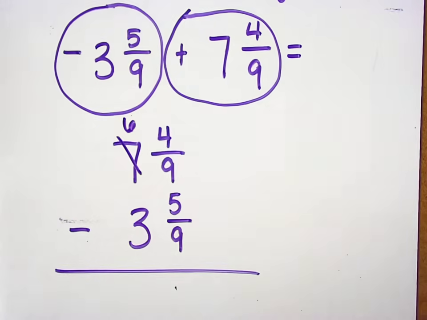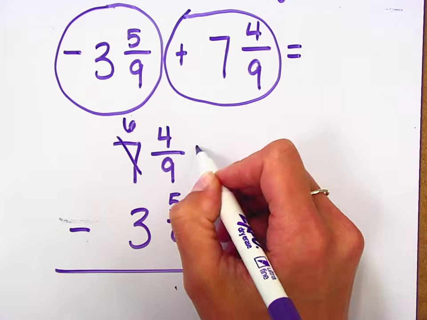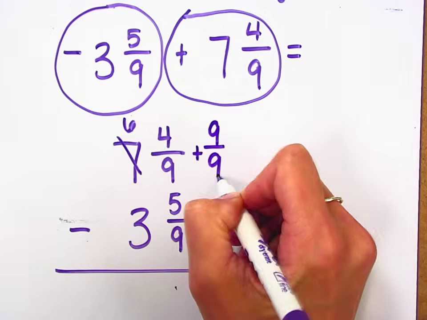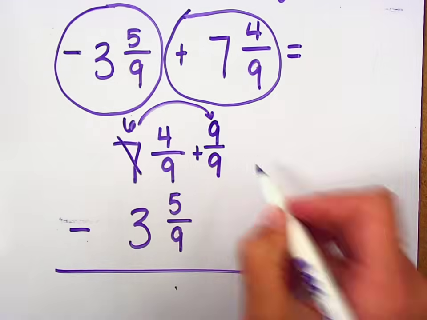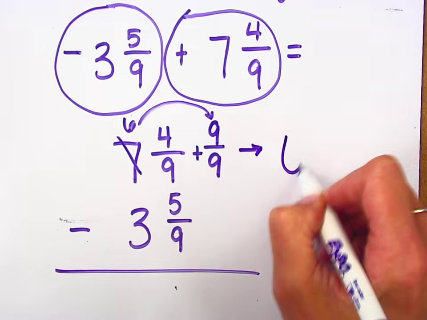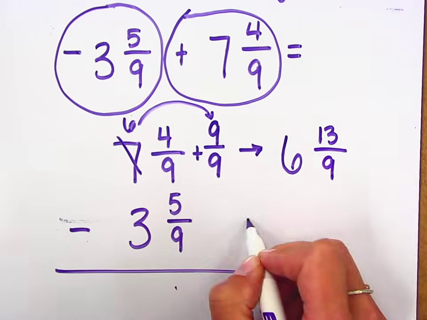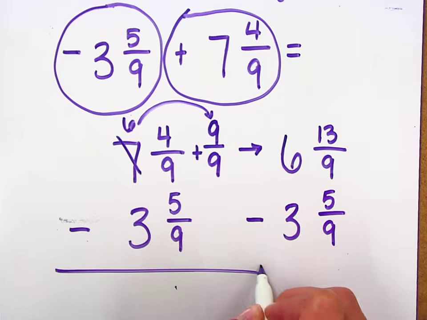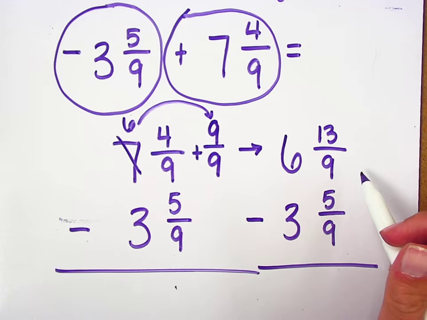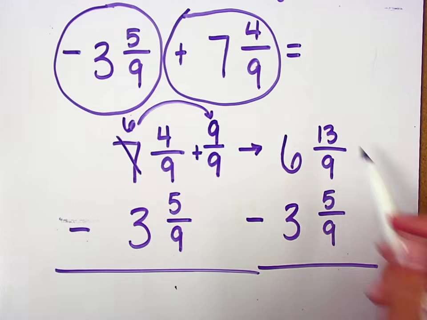When we're talking about wholes in this case in terms of ninths, 1 whole is going to be 9/9. So we're going to take that extra whole and add that onto our 4/9. So this new fraction becomes 6 13/9. And we're going to subtract 3 5/9. 7 4/9 and 6 13/9 are still the exact same number, but this now allows us to subtract those numerators.